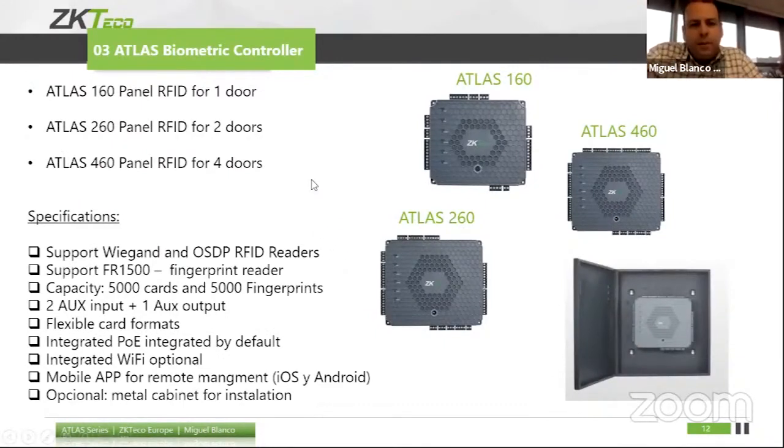These are the different options that we have for biometric controllers. One is the 160, 260, and 460, the same as the RFID controllers: 1 door, 2 doors, and 4 doors. The specifications are the same.